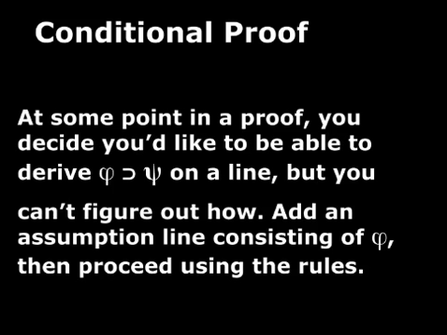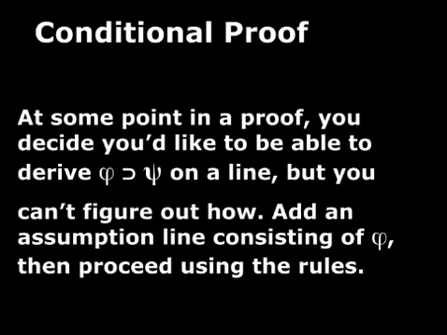In a little more detail. At some point in a proof, you decide you'd like to be able to derive the conditional if phi then psi on a line. Maybe it's the conclusion, maybe it's a conditional, and you know if you had that conditional, that would be a piece you need to get to the conclusion. But you identify this certain conditional you want. And you can't figure out how to derive it via the inference rules or replacement rules that we'll get in Chapter 4.